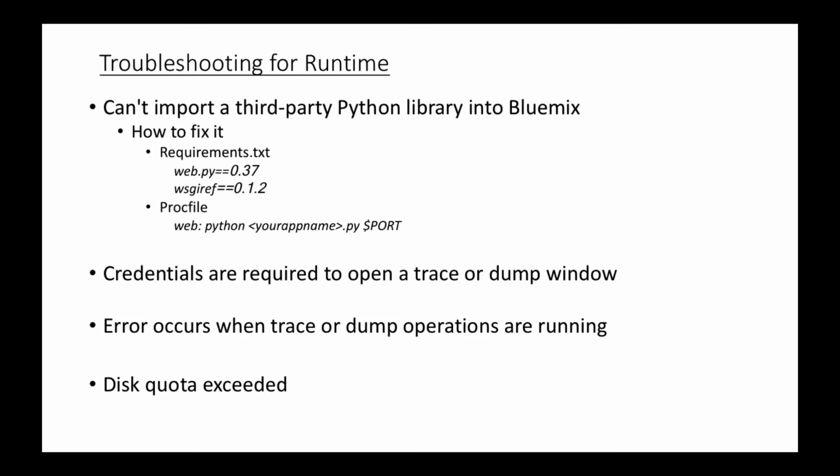And then wsgiref is 0.1.2. It indicates a version of the web server gateway interface that is required by the web.py library. And then there's a Procfile. The Procfile usually contains the start command of your Python app. In that command, your app name is the name of your Python app, and port is the port number that your Python app uses.